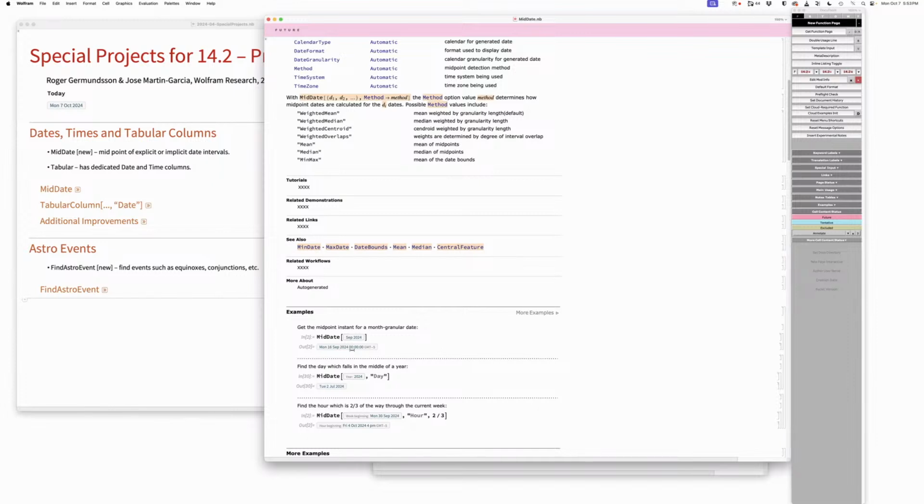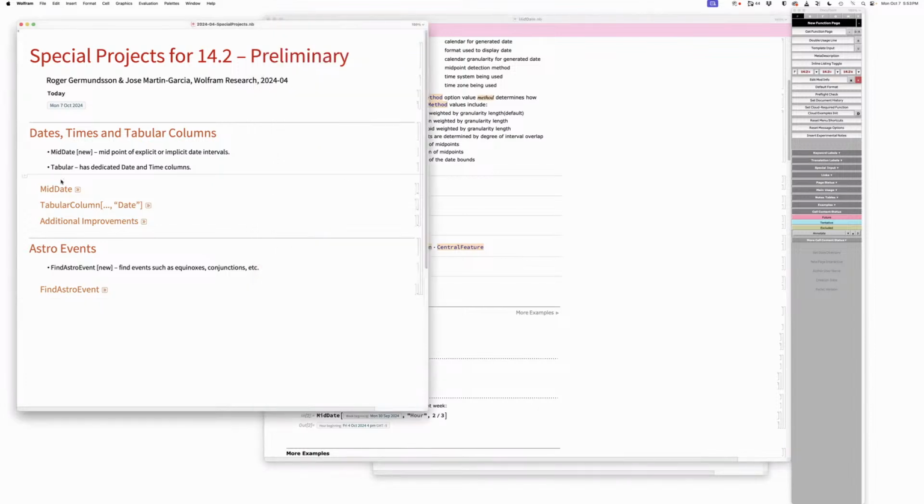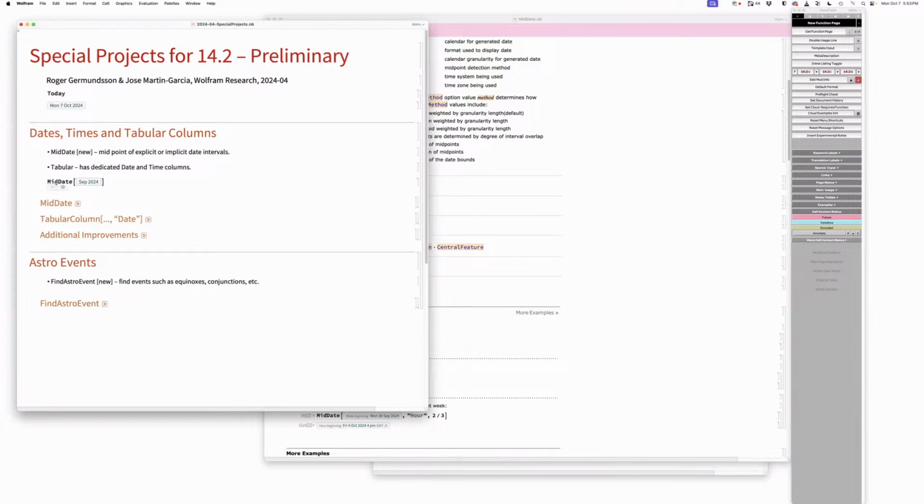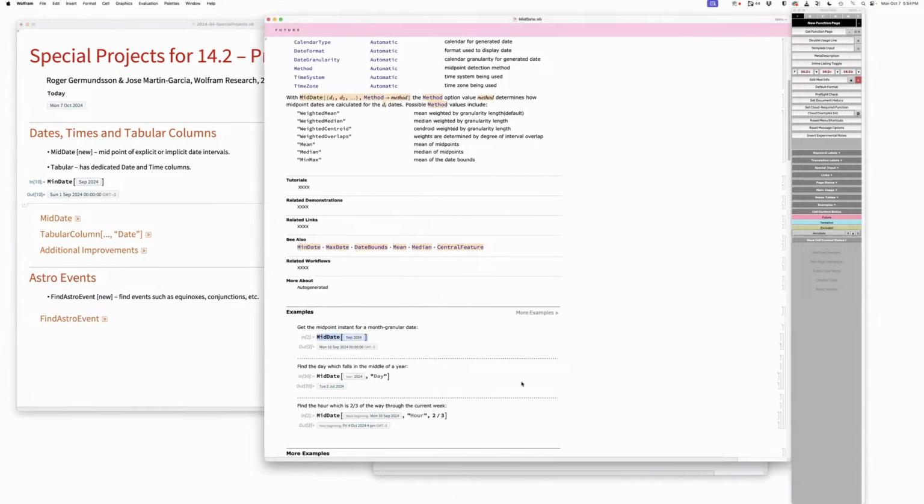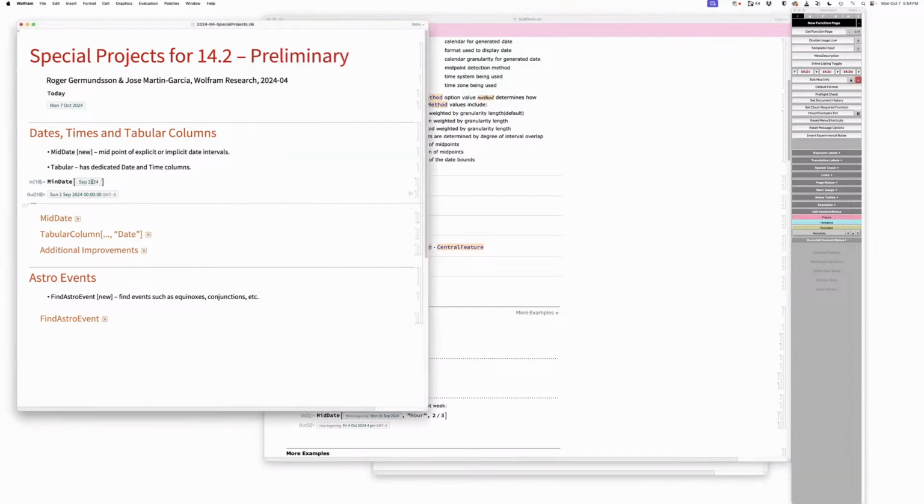I understand. So what does min date do for that? Does it also give an instant? Okay, fair enough. Then I guess it has to give that. What does it do for an odd numbered month? Does it give halfway through the day? Yep. So if you did it for October, you'd get noon.